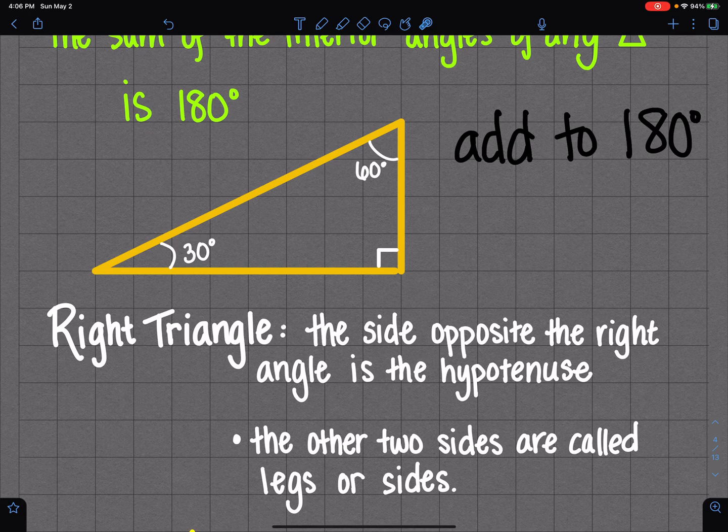Okay, so with the right triangle though, remember that the side opposite the right angle, so this is the right angle, the side opposite of this is called the hypotenuse.